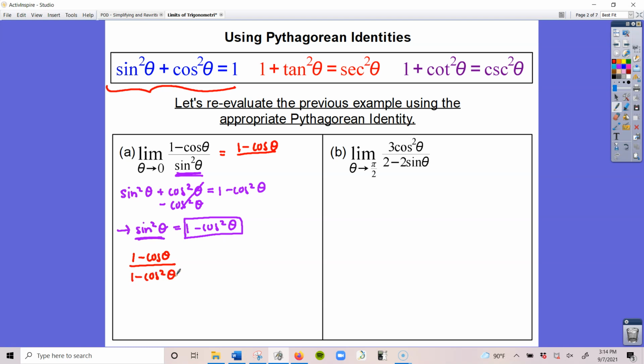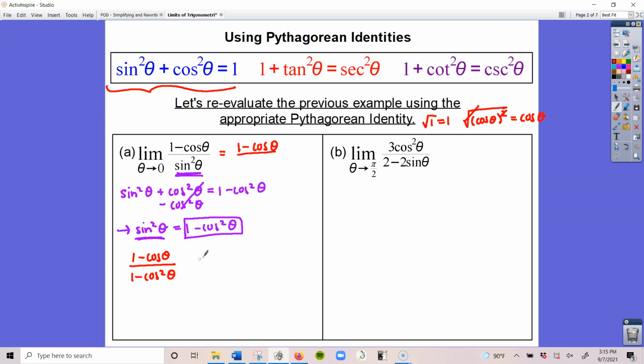Now this 1 minus cosine squared, it may be hard for you to see, but this is a difference of squares. And how I know this is because, first of all, it's a difference. We have subtraction. 1 is a perfect square because if I square root 1, I get 1. And cosine squared is also a perfect square. Remember that I can rewrite cosine squared as cosine theta squared. So if I square root that, the square root will cancel out with the exponent, and that will give me cosine theta. So that is also a perfect square.